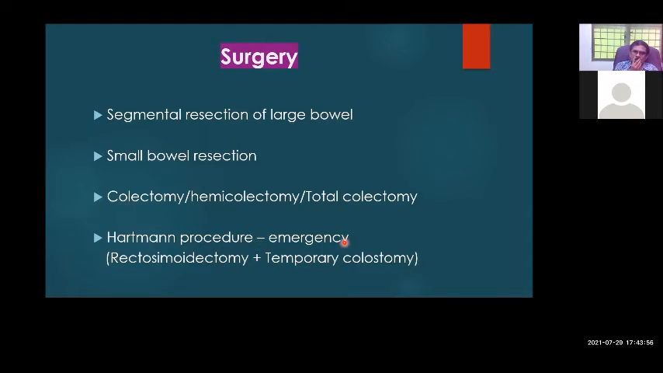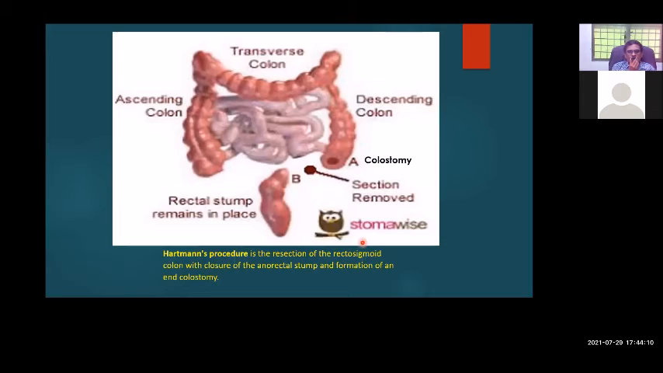And the other one which I mentioned, Hartmann's procedure, especially used for emergency, where the rectosigmoid is removed, rectosigmoidectomy plus temporary colostomy. This is your Hartmann's procedure. Okay, this is the rectal stump, this is the descending colon, and here the rectosigmoid colon has been resected and removed. Thereby, the bleeding is controlled.